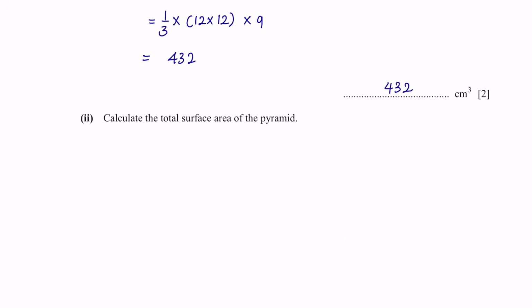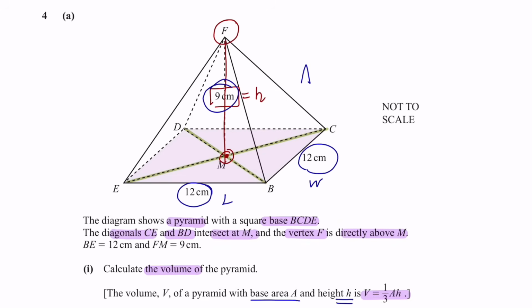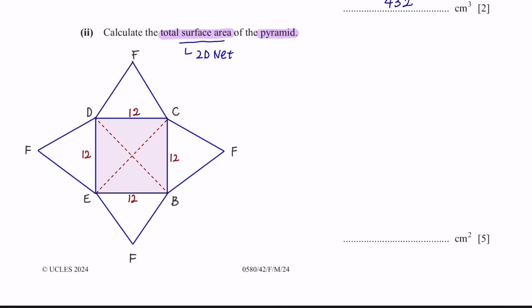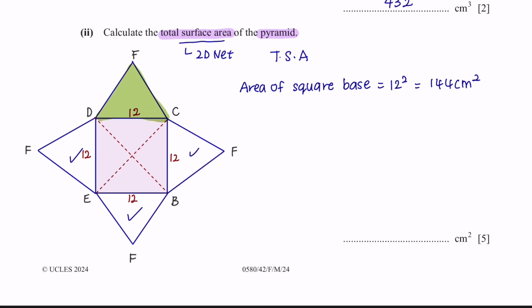Next, part 2. Calculate the total surface area of the pyramid. When calculating surface area, it can be very helpful to draw a 2D net for the 3D shape in the question, and it will look like this. So to find the total surface area, we first have to look for the area of the square base, which is 12 times 12. And next we're going to look for the area of one triangle and then multiply it by 4, since there are 4 sides.